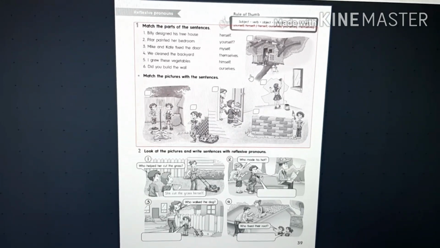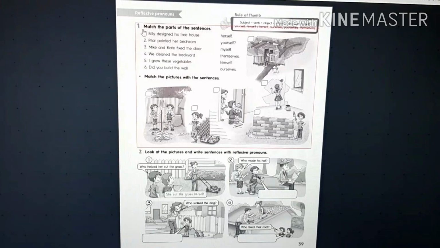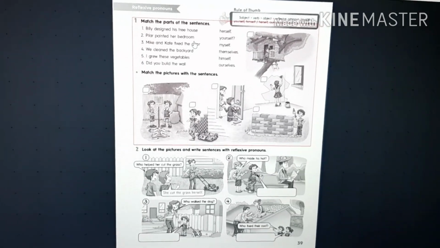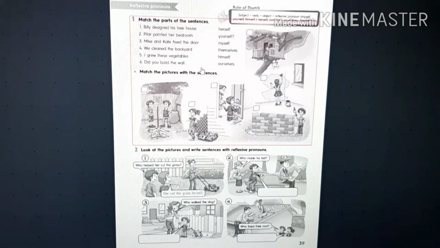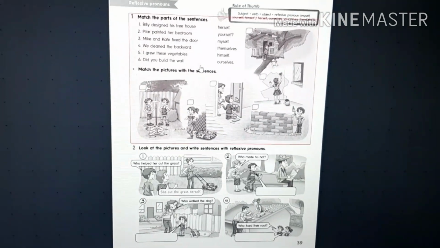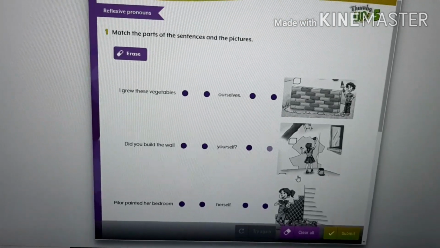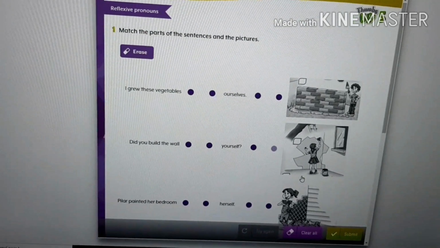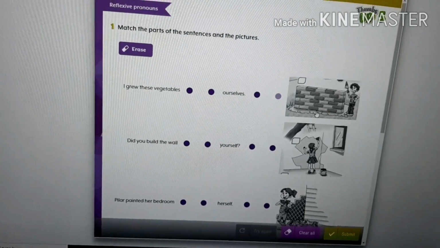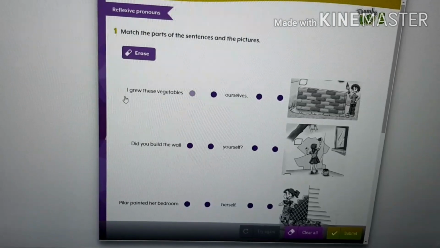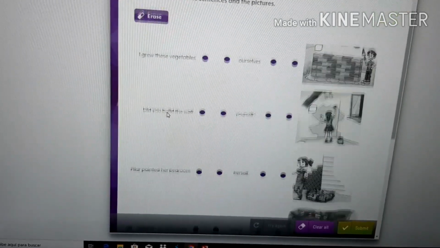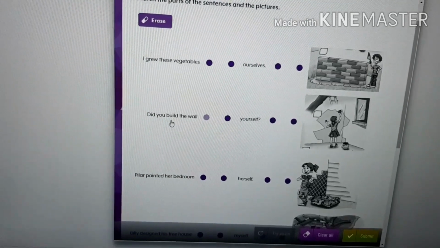Let's start. Here we have the first activity, which consists of matching the parts of the sentences. Match the parts of the sentences. How many sentences do we have here? We have 6 sentences. Look at the pictures and identify them with the corresponding sentence. Además, vamos a identificar cada imagen con la oración correspondiente. According to this, I grew these vegetables. What is the correct option, boys and girls? I grew these vegetables.